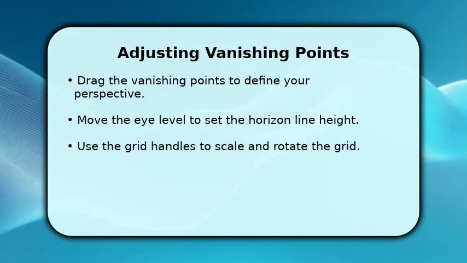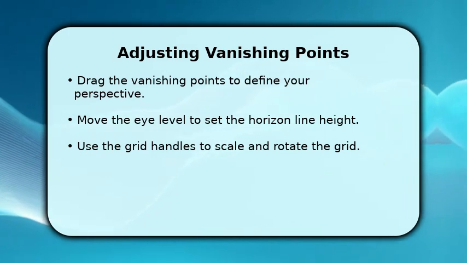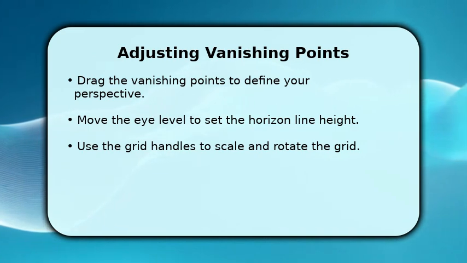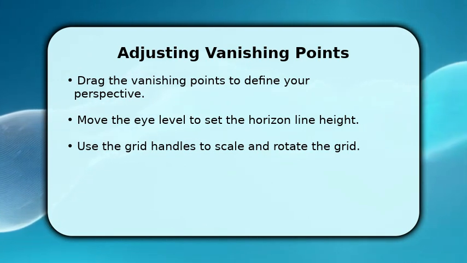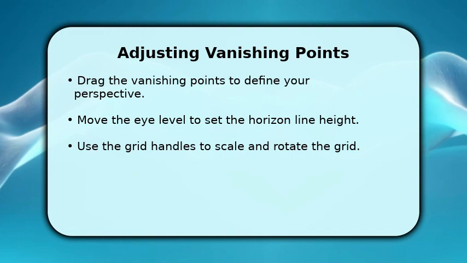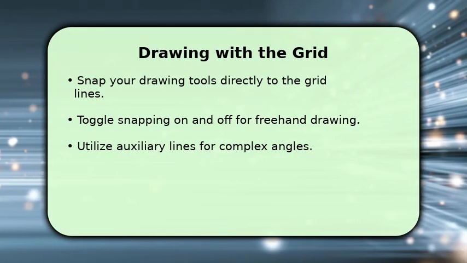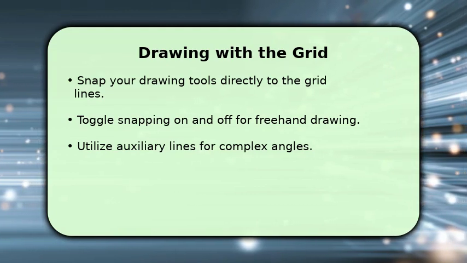Once your perspective ruler is created, you can customize it. Drag the small square handles to reposition the vanishing points, establishing the depth and angle of your scene. The circular handle on the horizon line allows you to adjust the eye level. Additionally, you can use the diamond-shaped handles to scale and rotate the entire grid, giving you precise control over your composition. With your perspective grid set up, drawing becomes much simpler.